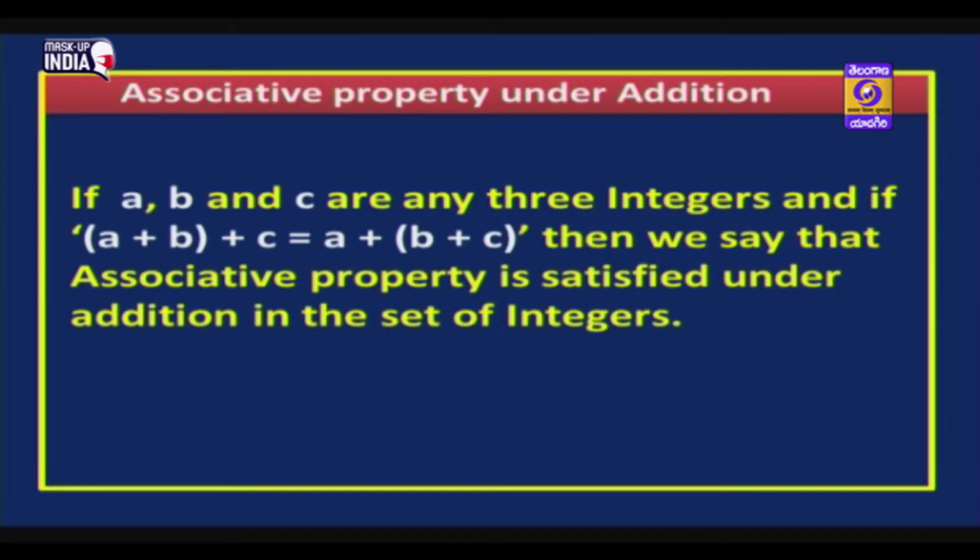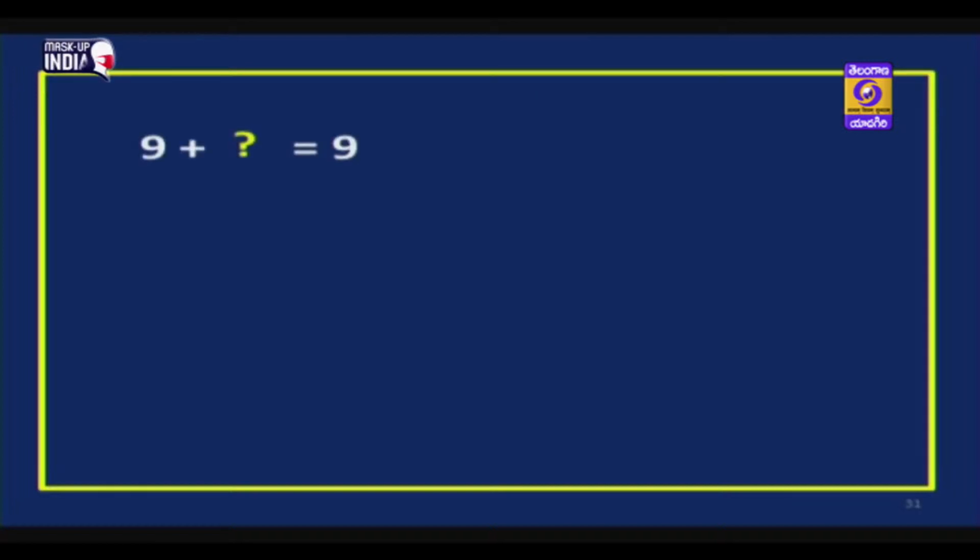Let us move on to the next property, children, now. So, let us consider an example here. So, children, 9 plus what number or what integer gives back 9? Can you guess the number, children, here? Yes, you are absolutely right, children. It is 0. That means, when we add 0 to 9, you get back 9. Let us take another example, children. Minus 5 plus which integer gives you again minus 5? Can you find out that integer, children? You are right once again, children. It is again a 0.